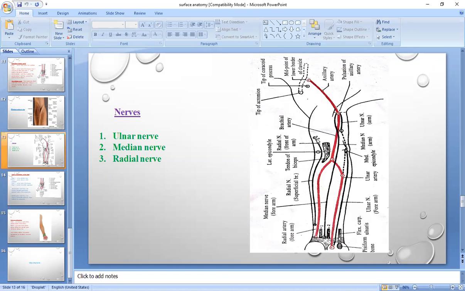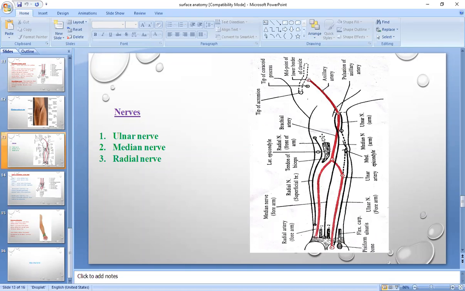The first point shown here is the intermuscular space. What is that intermuscular space? Between the brachialis and brachioradialis. Here it divides into two branches, superficial and deep. The deep is nothing but the posterior interosseous nerve. It passes through the supinator and extends onto the posterior aspect. But here the radial nerve is showing the course of the superficial branch.